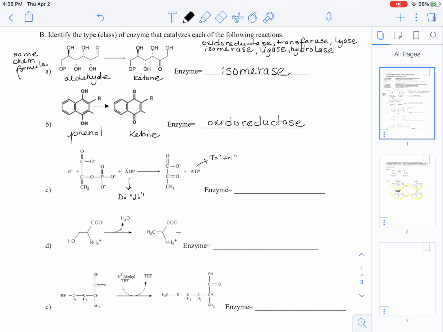Here, an enzyme transferred the phosphate from one substrate to the next to then give you two products. So in this case, the enzyme that catalyzes C is going to be a transferase.